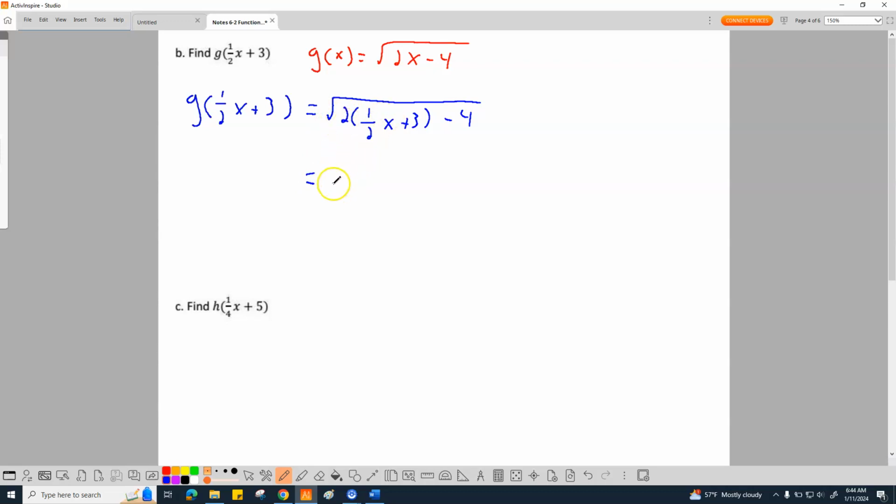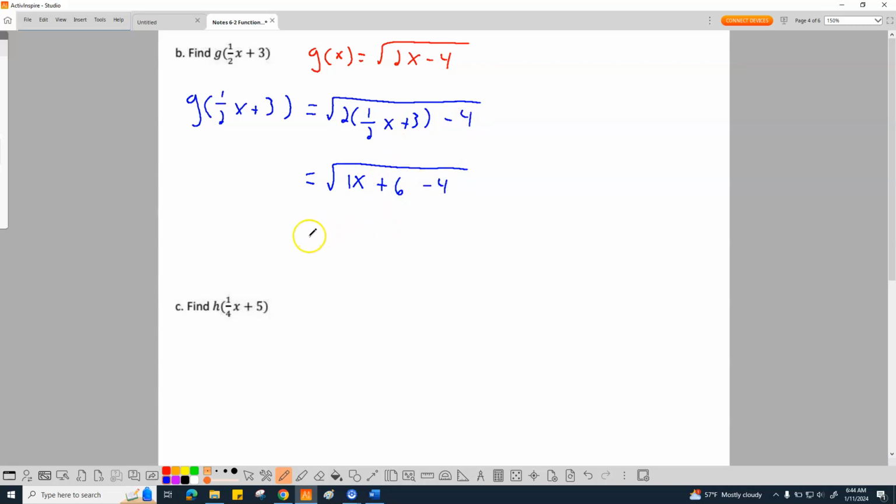You're going to distribute this 2 inside here. 2 times 1/2 is just 1. So that gives us 1x right here. I'm just going to write 1x. And if you're wondering where I got that, 2 times 1/2 right here ends up being 1, y'all. And then I'm going to go back and multiply 2 times 3, which gives me 6. And then I'm going to have that minus 4.